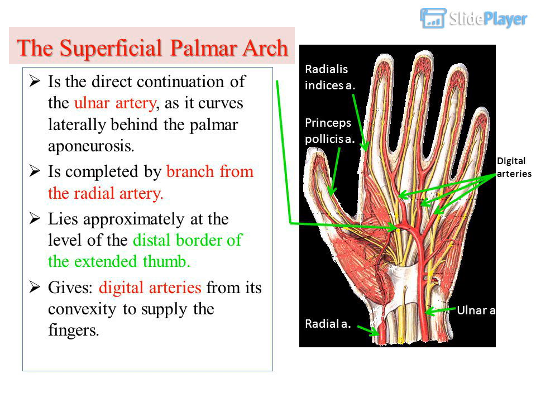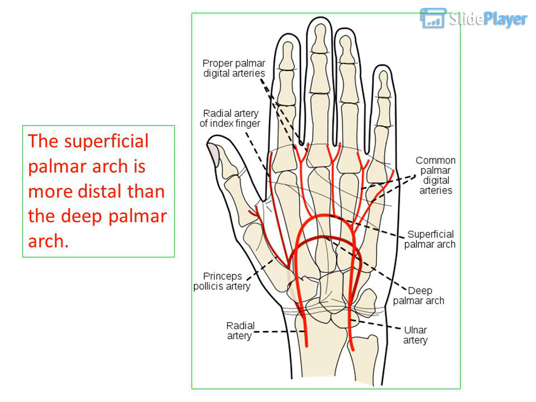The superficial palmar arch is the direct continuation of the ulnar artery, as it curves laterally behind the palmar aponeurosis. It is completed by a branch from the radial artery. It lies approximately at the level of the distal border of the extended thumb. It gives digital arteries from its convexity to supply the fingers. The superficial palmar arch is more distal than the deep palmar arch.